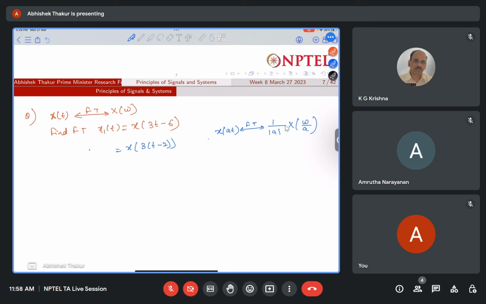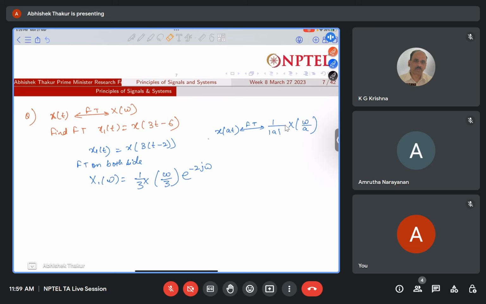Now when you do the Fourier transform on both sides, what we will get? X1(omega) will become, since it is scaled by 3 units, 1 by 3 X(omega by 3) and e to the power of minus 2j omega. In this way we can simplify, and we can take some more examples.